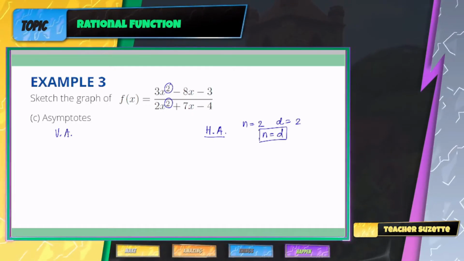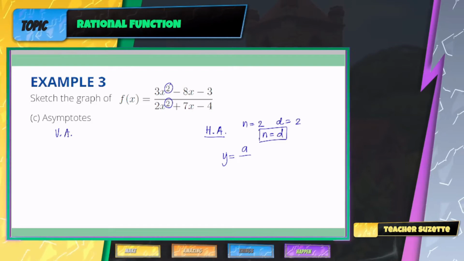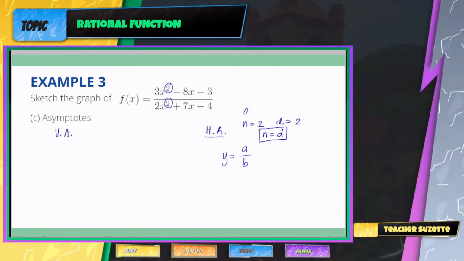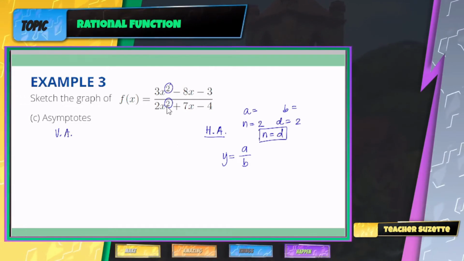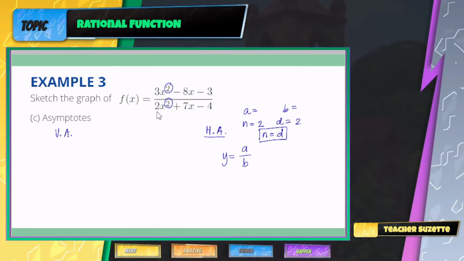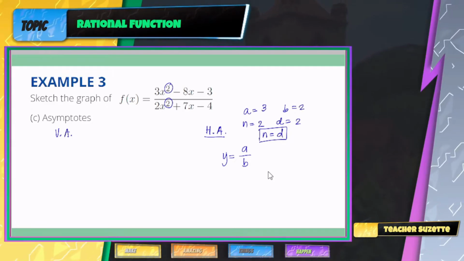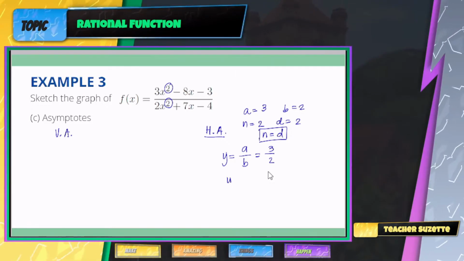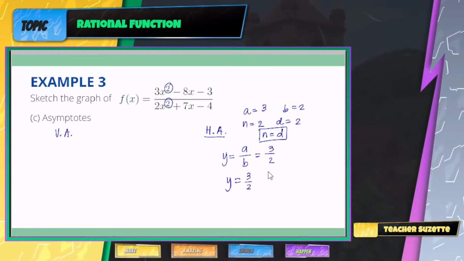Ibig sabihin, we can solve our horizontal asymptote by y is equal to a over b, where our a and b are the leading coefficients of our leading terms. So, for this one, ang ating leading coefficient is 3 and ang ating leading coefficient for our denominator is 2. So, that is 3 over 2. So, substitute lang natin, you will have 3/2. Or, our horizontal asymptote y is equal to 3/2.